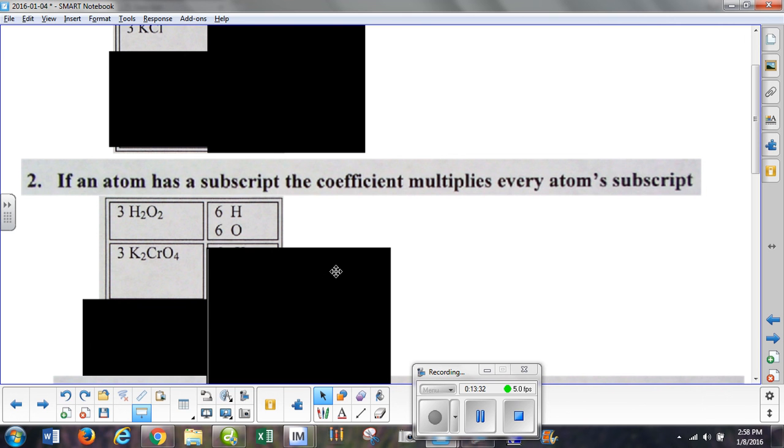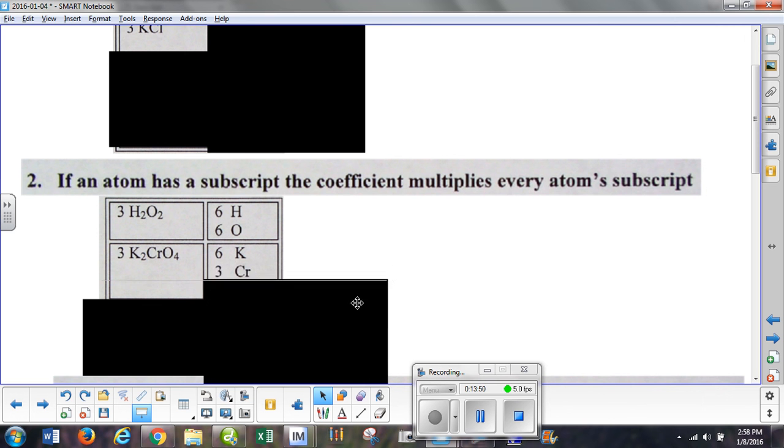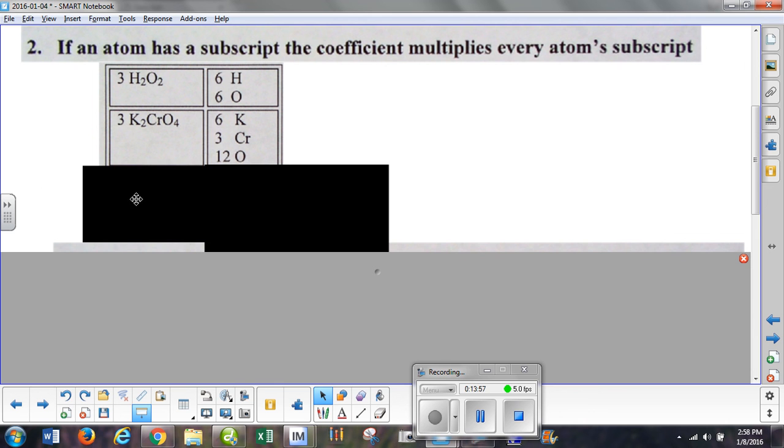And we're going to go to potassium chromate. That's the chromate ion, and it's with the potassium. And Michael, could you tell us for potassium chromate, how many potassiums do we have? 6. Good. And how many chromiums? 3. Excellent. And how many oxygens? 12. 12 it is.